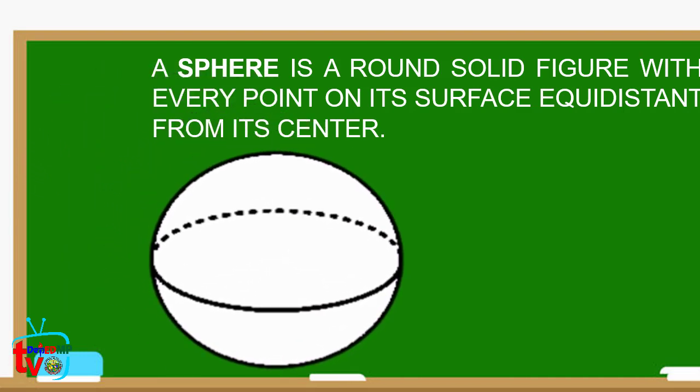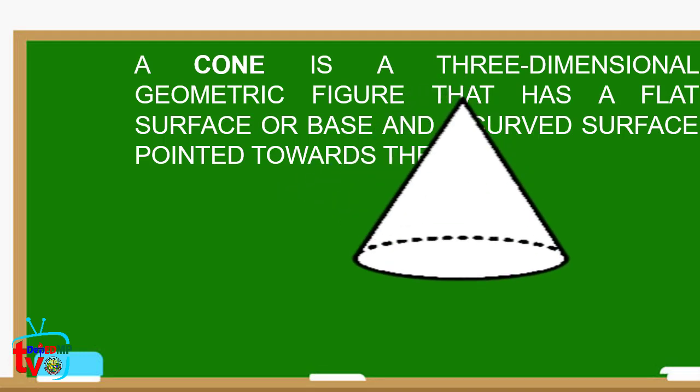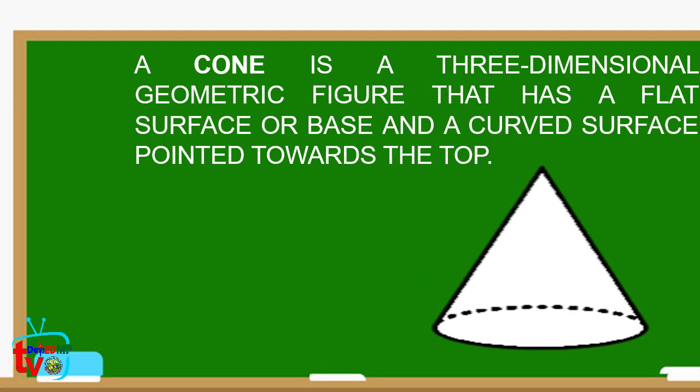Okay, so this is a sphere. A sphere is a round solid figure with every point on its surface equidistant from its center. Another one is a cone. A cone is a three-dimensional geometric figure that has a flat surface or base and a curved surface pointed towards the top.